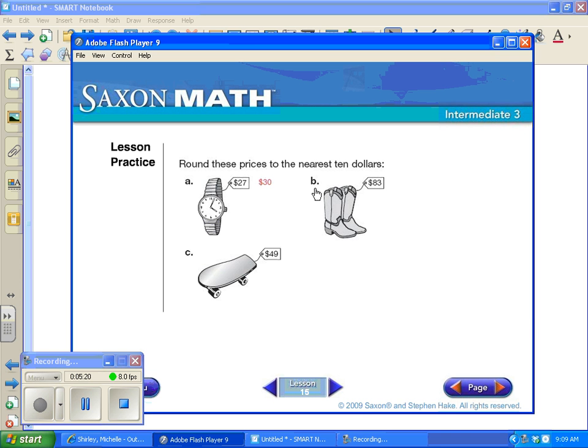Okay, let's look at B, though, and let's try one mentally in our heads. $83 is between which two tens? It's between 80 and 90. But look at that 3. That's going to tell us which one it's closer to. 80. It's closer to 80 because the 8 would stay the same and we would drop that down and the 3 would become a 0. So $80. One more. C, $49. $50. That one was fairly easy, okay?